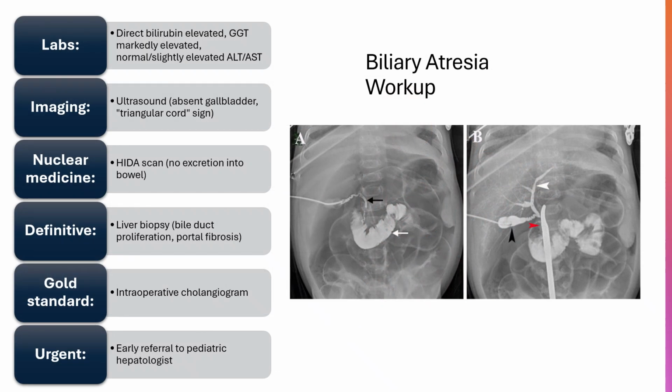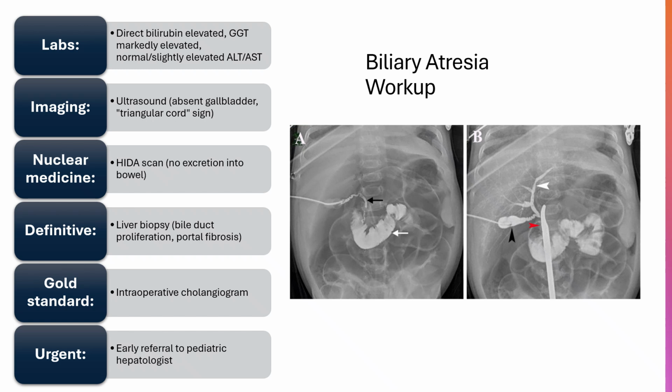The evaluation of suspected biliary atresia follows a systematic approach designed to confirm the diagnosis rapidly while excluding other causes of neonatal cholestasis. Each component of the workup provides specific information that guides us toward or away from this diagnosis. Laboratory evaluation begins with comprehensive testing. Direct bilirubin elevation confirms cholestasis, while the disproportionate rise compared to transaminases suggests obstruction rather than hepatocellular injury. GGT elevation helps differentiate biliary atresia from certain metabolic conditions that present with normal or low GGT levels.